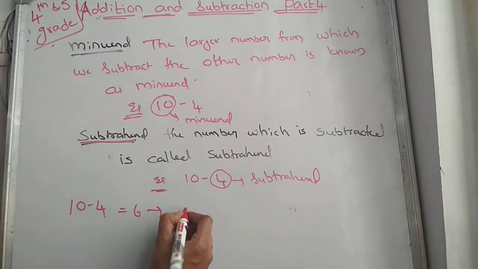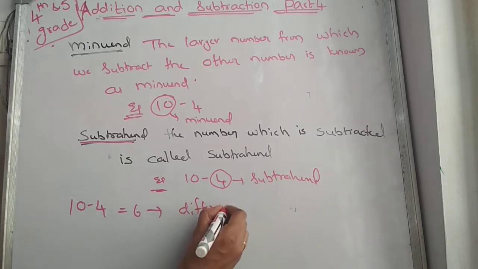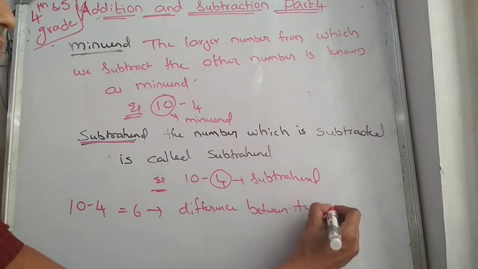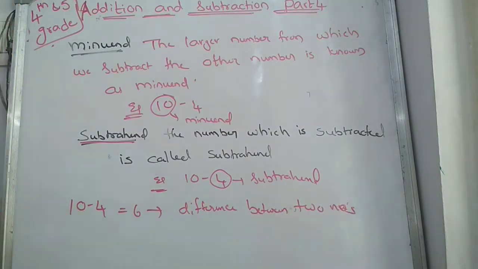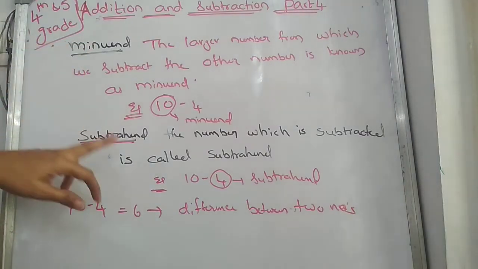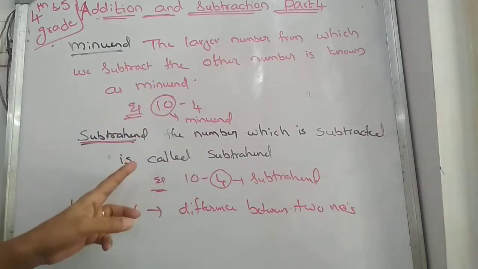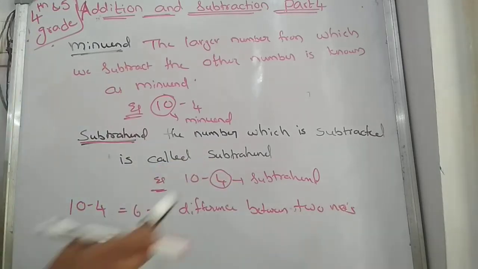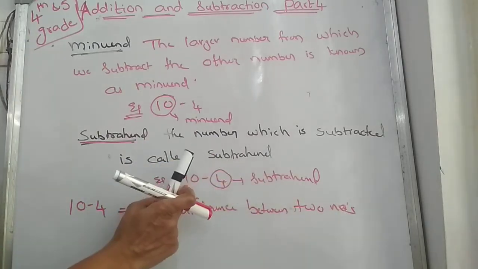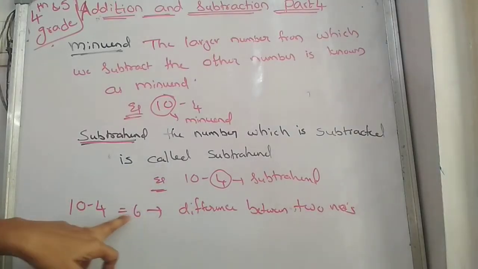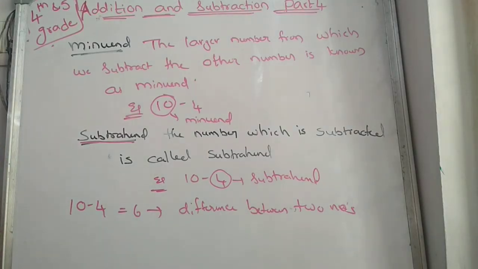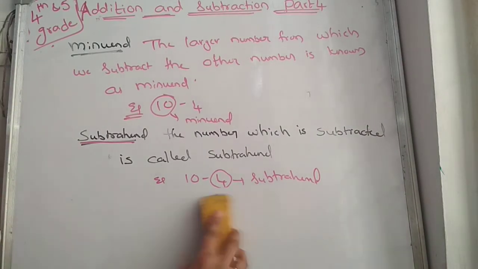What is this? This is the difference between two numbers. Which one is the big number? This is called minuend. Which one is the small one? That is subtrahend, the number which is subtracted. This number is subtracted from this number, so this number is called subtrahend, and this number is called minuend. We get the result 6, which is called the difference between two numbers.